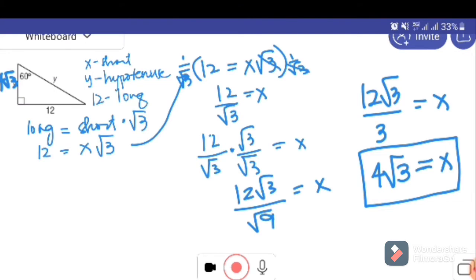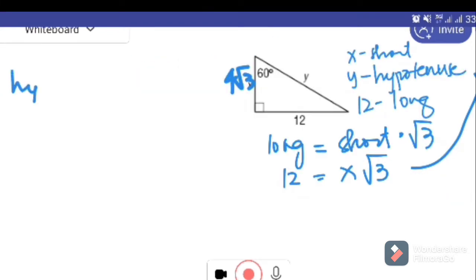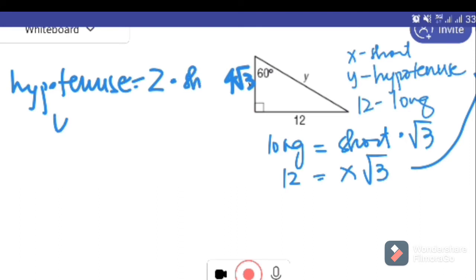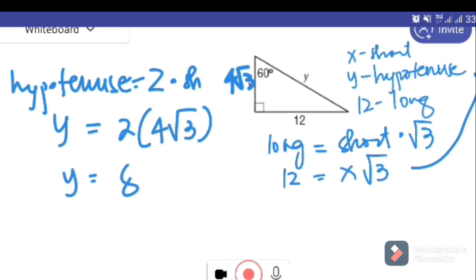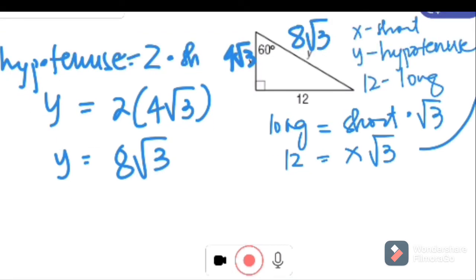Now let's solve for Y. The hypotenuse is equal to twice the short leg. So that would mean Y is equal to 2 times the shorter leg, which is 4 square root of 3. So Y is equal to 2 times 4, 8 square root of 3. So this is our hypotenuse.